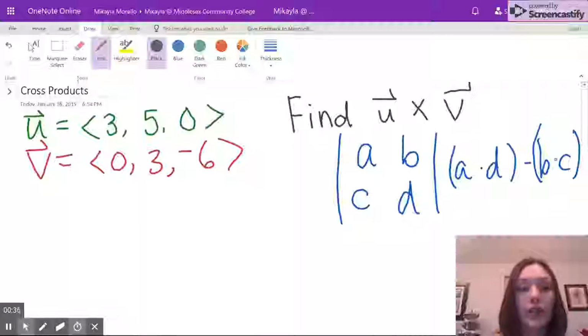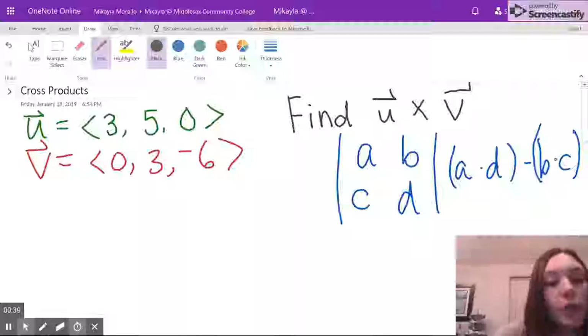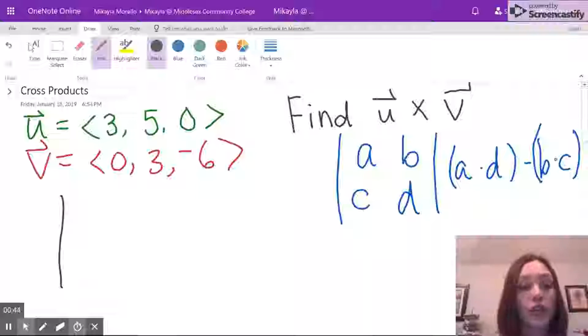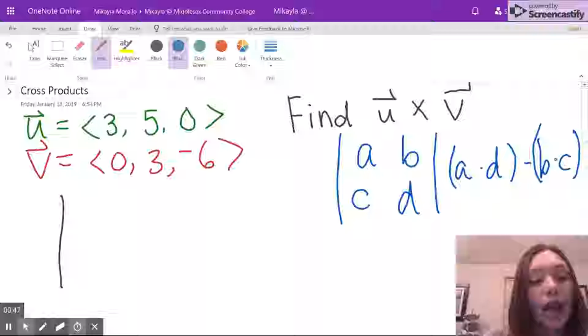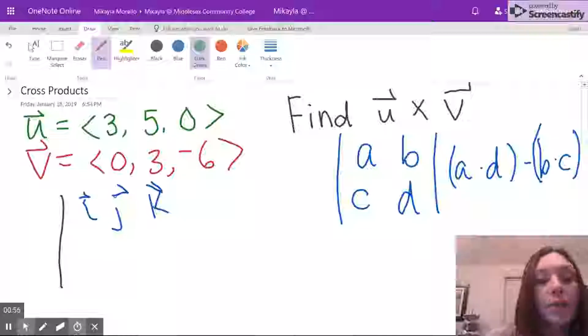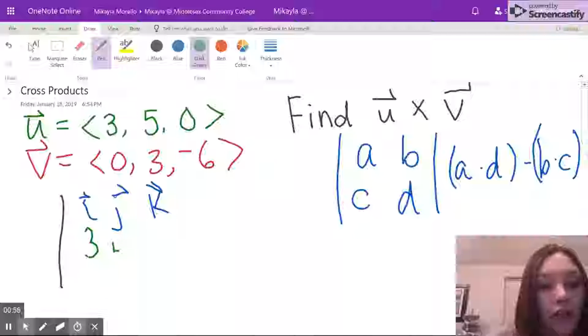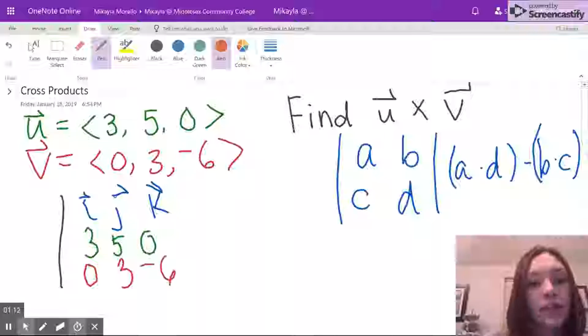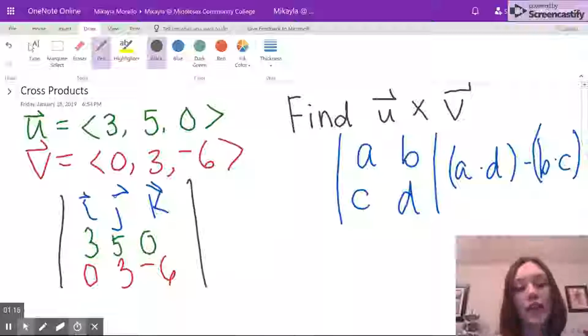So if we're finding u cross v, we're going to set up what is called a determinant, and we're going to set it up with our ijk vectors, which are our standard vectors for cross products. So if I put in our i, j, k vectors, pardon my messy handwriting, then I'm going to put in our u vector, which is 3, 5, 0, and our v vector, which is 0, 3, -6.